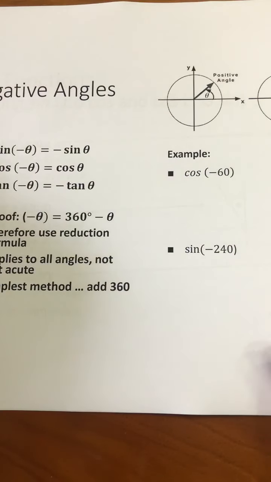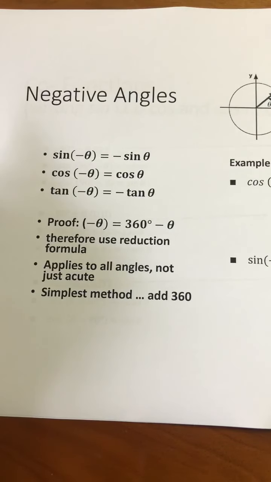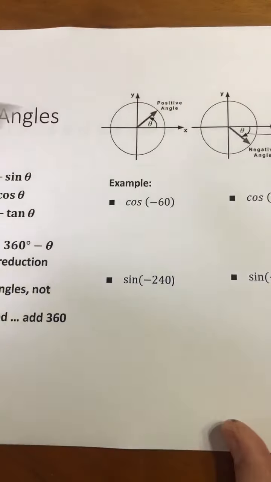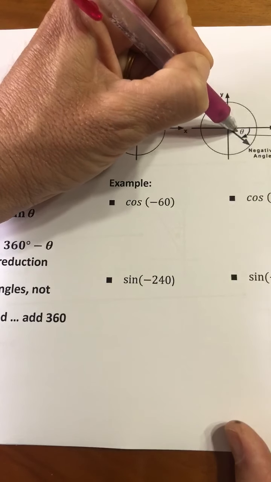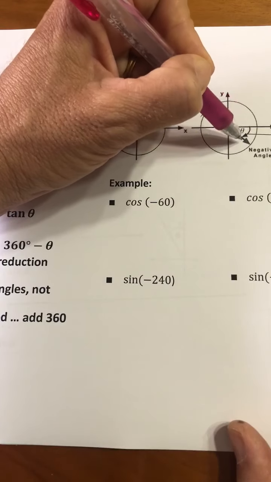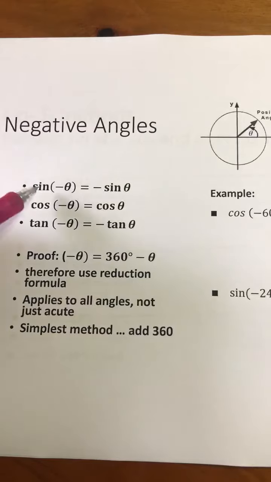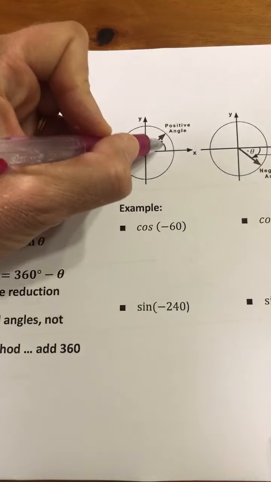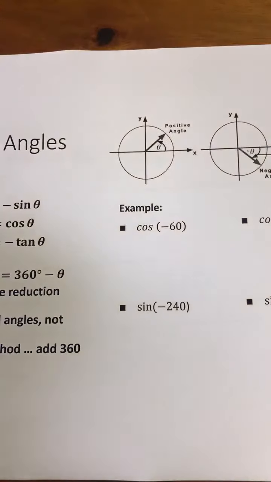Okay, right, negative angles. All we are doing in this part is, when we have theta, it's going in a positive direction. When we have negative theta, it is going in a negative direction. That means it's going clockwise. So all this is saying is that when they have negative theta, let's say it was a 30-degree angle, instead of going 30 degrees in that direction, we're now going 30 degrees in that direction.